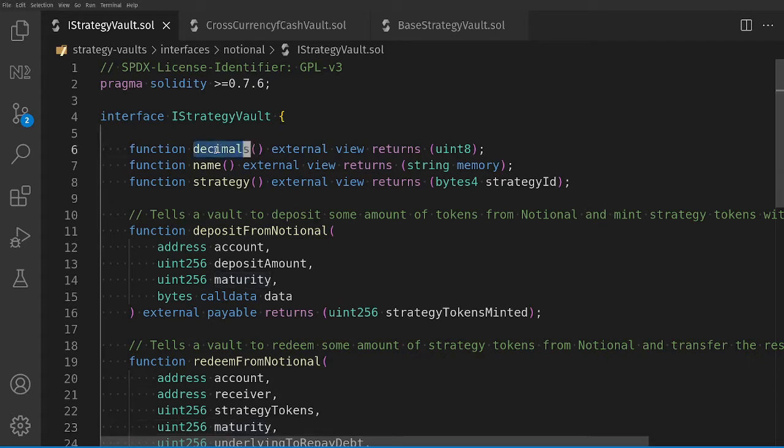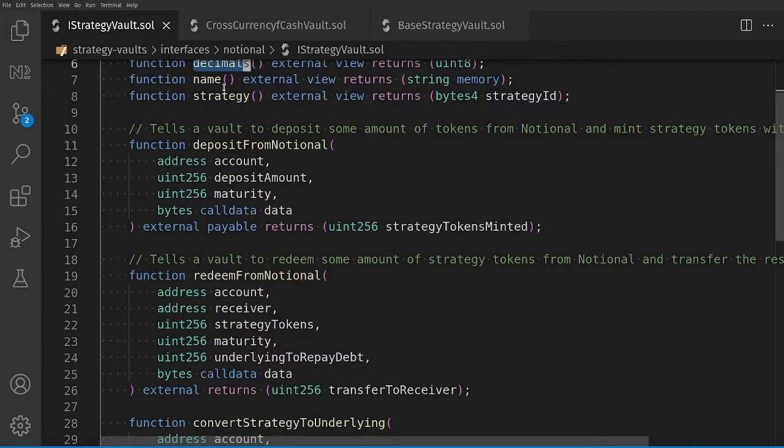Decimals will always return 8. So in Notional strategy vaults, the strategy tokens are denominated in 8 decimal precision, much like everything else within Notional. So that's just how that is hard coded.